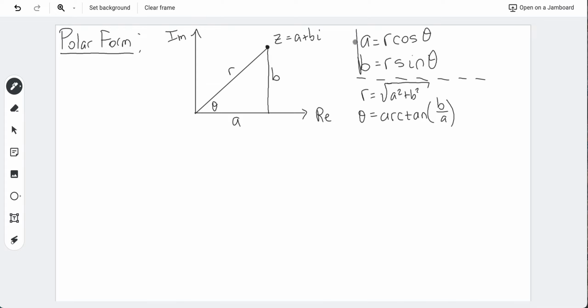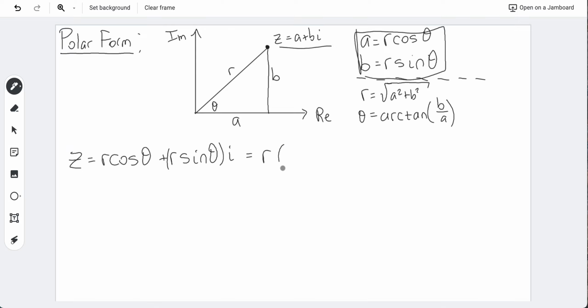So we're going to take these and plug them into this to get a new form of a complex number, right? So I have z equals a plus bi, and I'm going to plug this new polar stuff into here. So this is going to turn into r cosine theta plus r sine theta, and this one is being multiplied by i, right? So I'm going to factor out the r here. I'm going to write this as r times cos theta plus i sine theta.